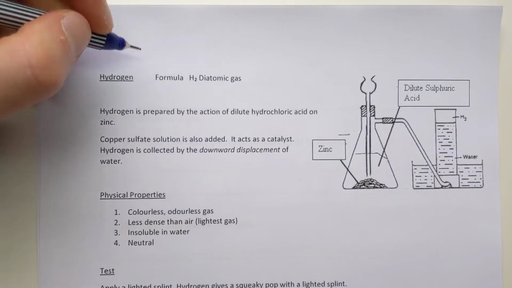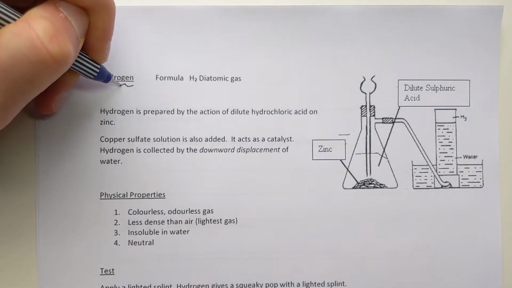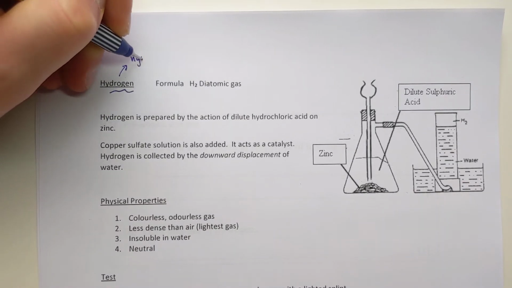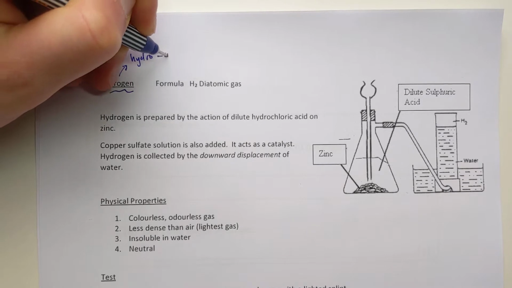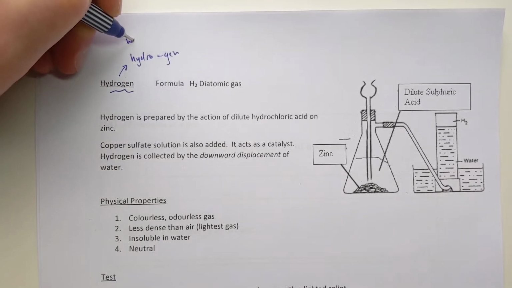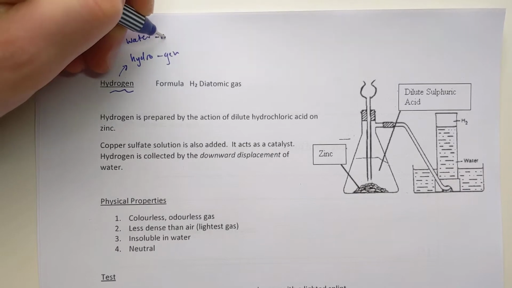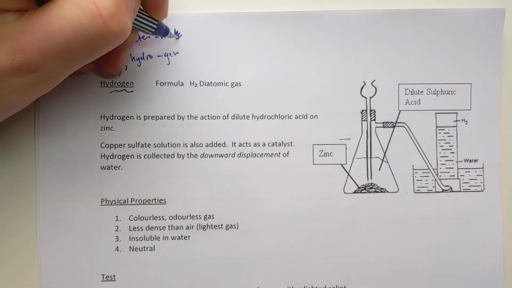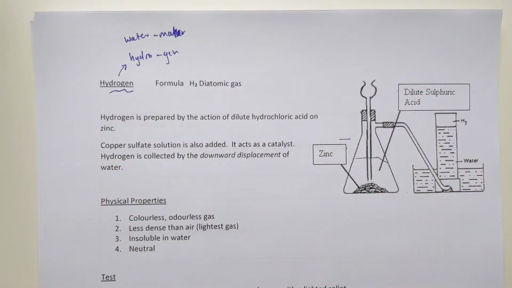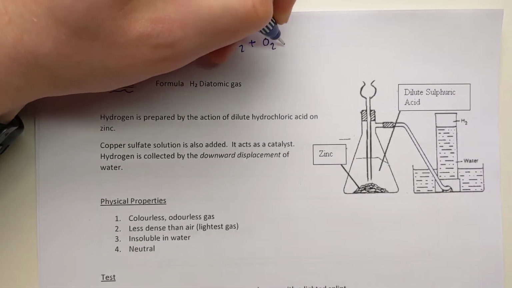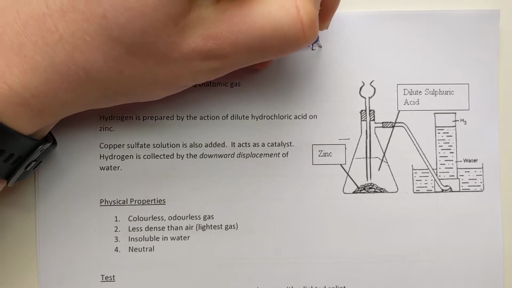First thing to touch on maybe, which might be quite interesting, is where it gets its name from. Hydrogen is actually two words pushed together, hydro and gen. Hydro means water, and gen comes from the same root as generate, meaning maker. So hydrogen was called hydrogen because it makes water. Because if you take hydrogen and burn it in oxygen, you will make water vapour.